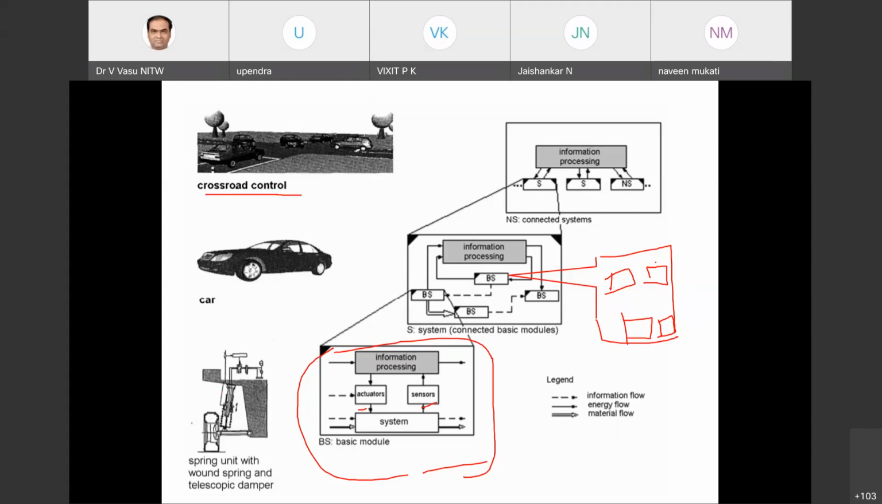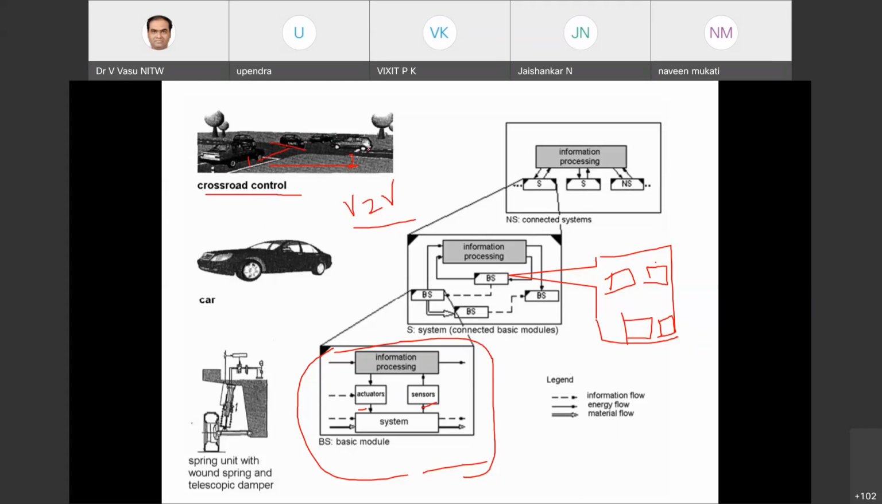We have a crossroads. The technology here is called V2V, vehicle to vehicle technology. This is one vehicle, and this is another vehicle. These two vehicles communicate with each other as they cross the roads.